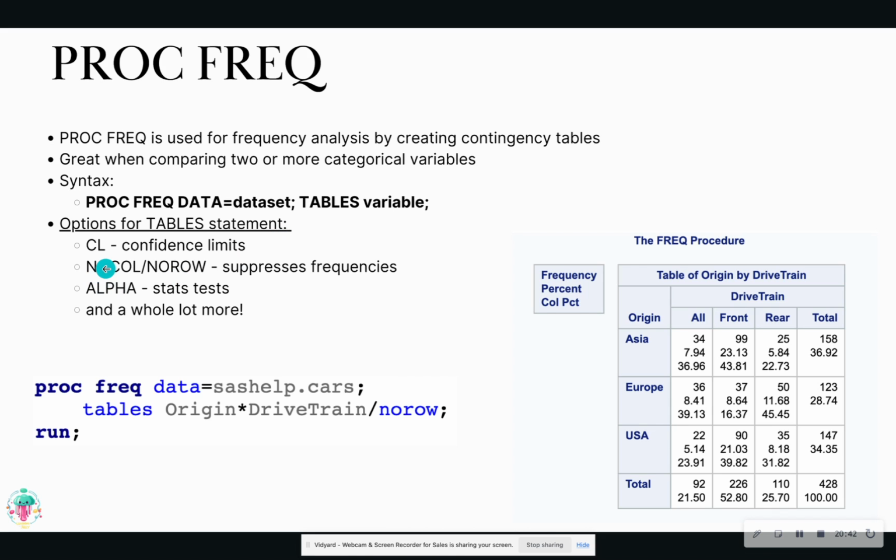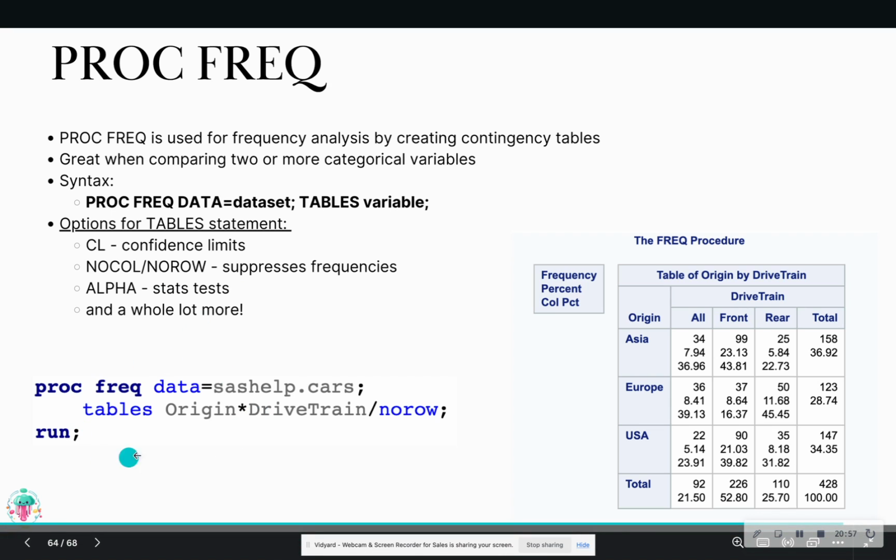You can use CL for confidence limits. NOROW is going to suppress those row frequencies. You could use ALPHA to set your confidence level to perform certain statistical tests and a whole lot more.